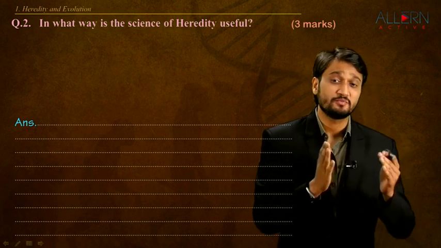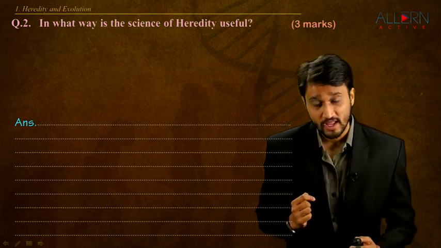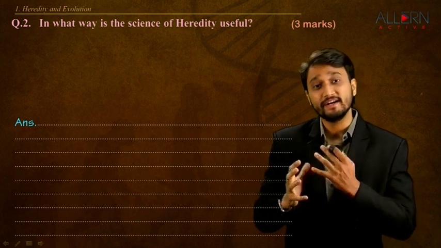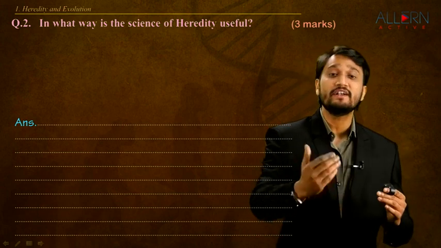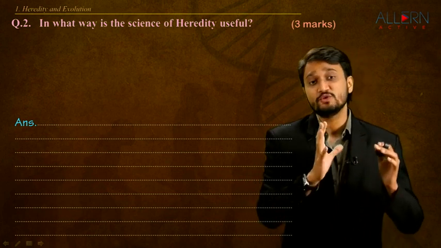even before a child is born, we can diagnose what disease that child is going to suffer through. And not only diagnose, we can try to treat it, and in some cases also prevent certain disorders. So that's the first thing that the science of heredity is useful for.